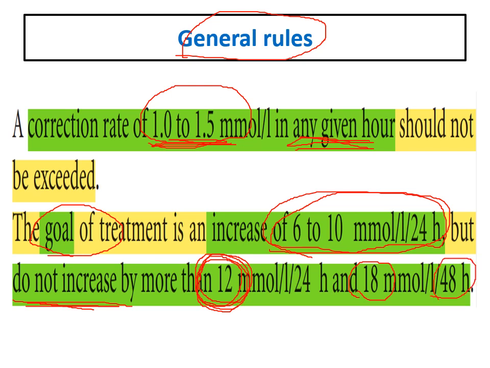So at any given hour, the correction rate shouldn't exceed 1 to 1.5 millimole per liter per hour, and the goal of treatment is 6 to 10 millimole per day, and we shouldn't increase sodium by more than 12 millimole per day or 18 millimole per 48 hours. This slide and these rules are very important.